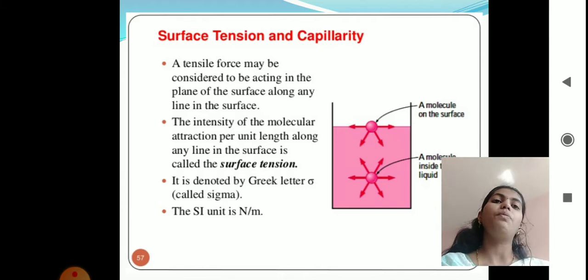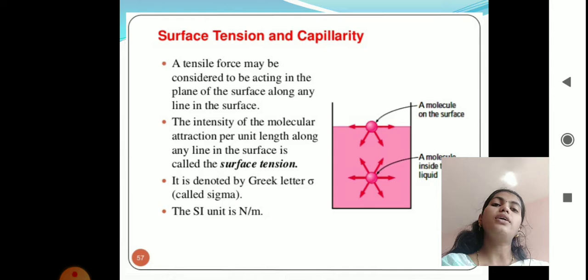The intensity of molecular attraction per unit length along the line of the surface is called surface tension. What is the intensity? It is the intensity of the molecular attraction per unit length along any line of the surface, and it is known as surface tension. It is denoted by the Greek letter sigma.